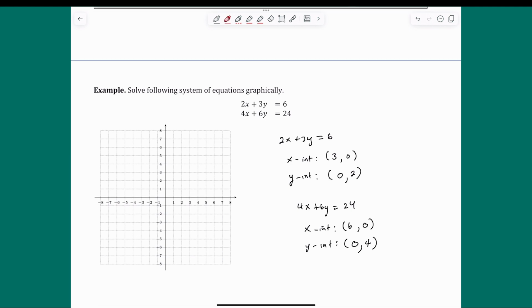Alright, I'm going to go ahead and graph this line in red. So we have a point at (3, 0). We also have a point at (0, 2). And I'm going to go ahead and graph this. Something like that there.